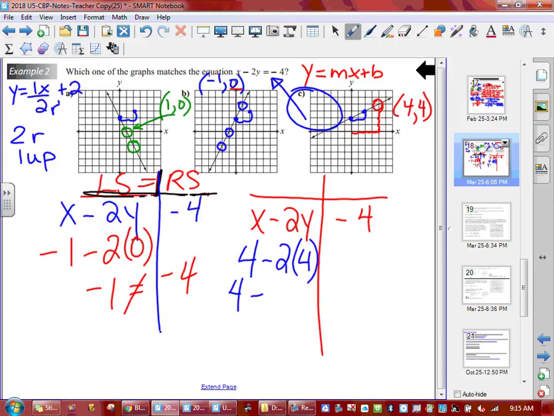So what's -2 times 4? -8. What's 4 subtract 8? -4. Does -4 equal -4? Yes. So the left side equaled the right side here. So that's why this equation matches this graph. Okay? So if you find it difficult to isolate the variable y, all you need to do is a left side, right side check and pick a point. And that'll tell you which one matches. So a couple different ways to do the questions.